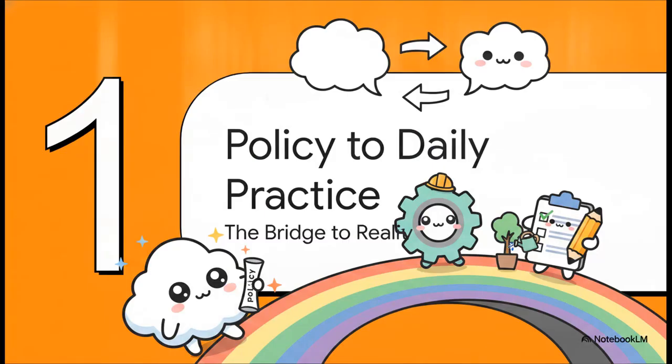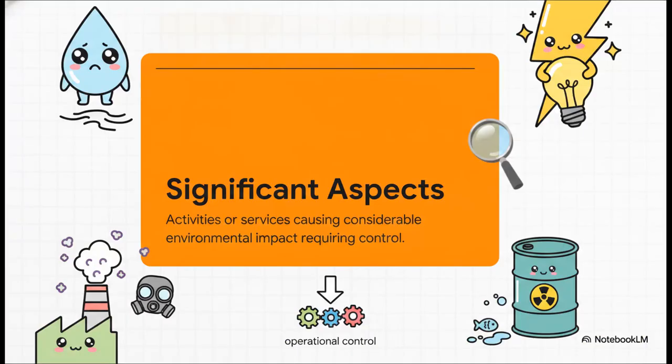All right, part one. Moving from policy to daily practice, which is really the bridge to reality. Clause 8.1 is fundamentally about translation. It takes what you want to do and translates it into what you actually do. But before you can control anything, you've got to know exactly what you are controlling. We must identify our significant environmental aspects. We're talking about specific organizational activities, products, or services that can cause considerable environmental impact. Things like hazardous wastewater discharge or heavy solvent emissions. Pinpointing these is the absolute prerequisite for targeted operational control.